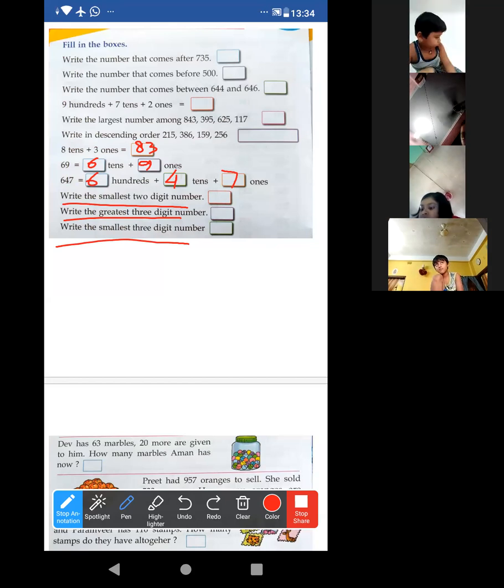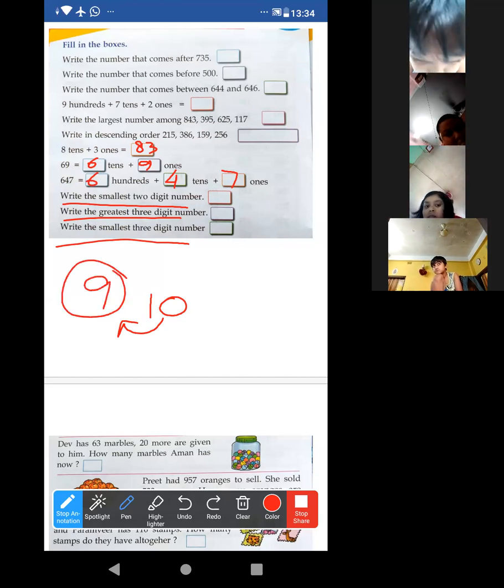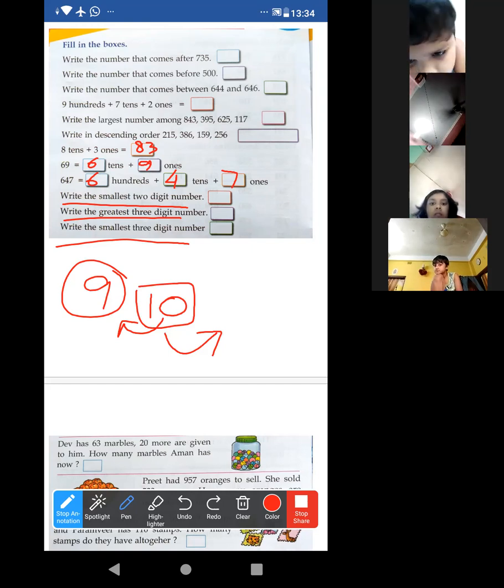Okay. Now write the smallest 2-digit number. Already we know the smallest 2-digit number is what? 10. Because before 10, the immediate number before is 9 and it is a 1-digit number. Now here at 2-digit, from 10 onwards, we get the 2-digit numbers. After 10, it is 11, 12. In this way, it will continue. So the smallest 2-digit number is, right, 10.